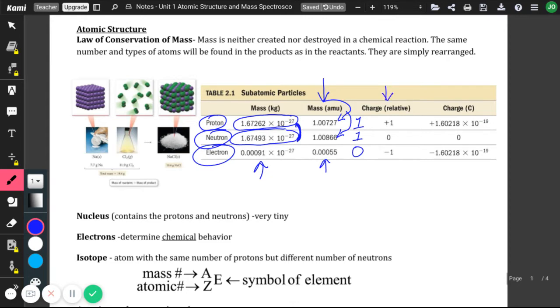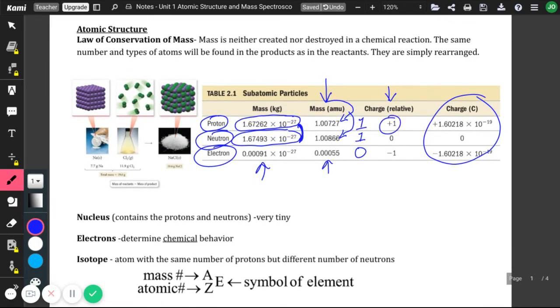Your charge is, again, relative, kind of like your masses. Technically, there's a number that's involved. That's what we see right here. But again, that number is a strange number to work with, so we give it a relative number. Protons are positive, electrons are negative, neutrons are neutral.